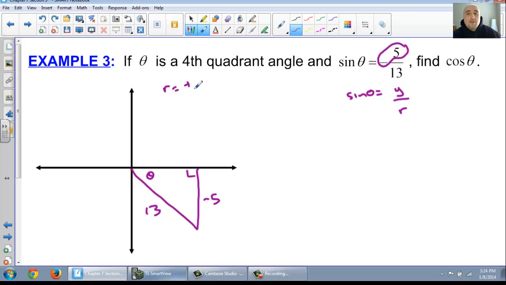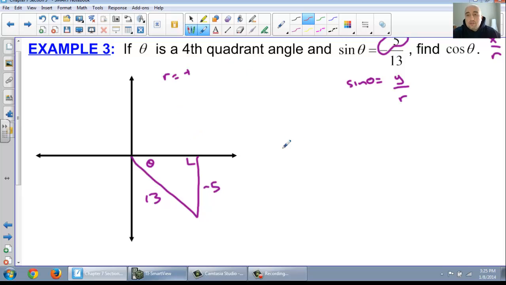So then what do we need to figure out here? In order to find the cosine, which is x over r, we need to figure out what our x value is. So we need to do a little bit of Pythagorean theorem here first. Okay, so we're going to do x squared plus y squared equals r squared. Fill in what we know. We do not know x, so I'm going to bring it down. We know y is negative 5, and we know r is 13.